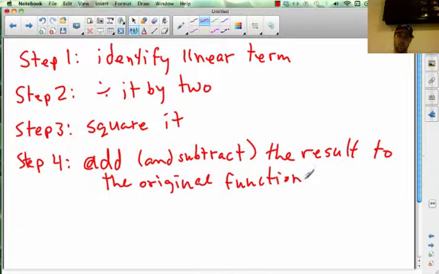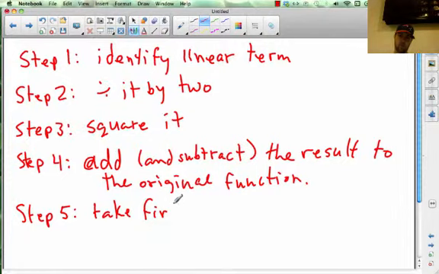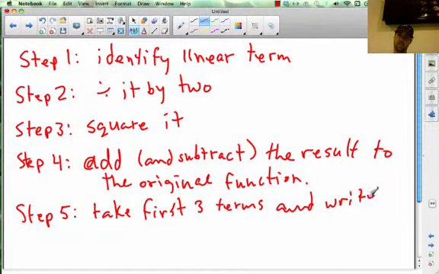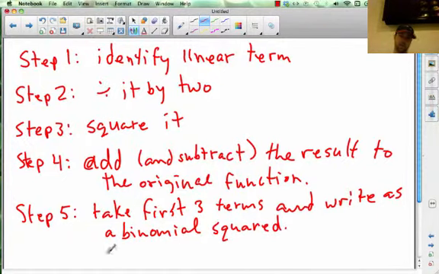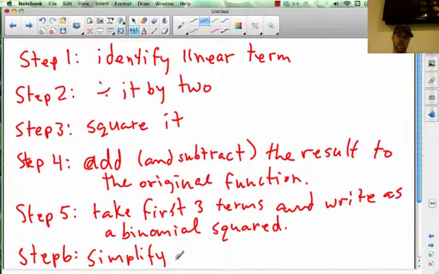And then step 5, take the first 3 terms and write as a binomial, which is 2 terms inside of the brackets. Write it as a binomial squared. And then step 6, if you like, simplify and call it a day.